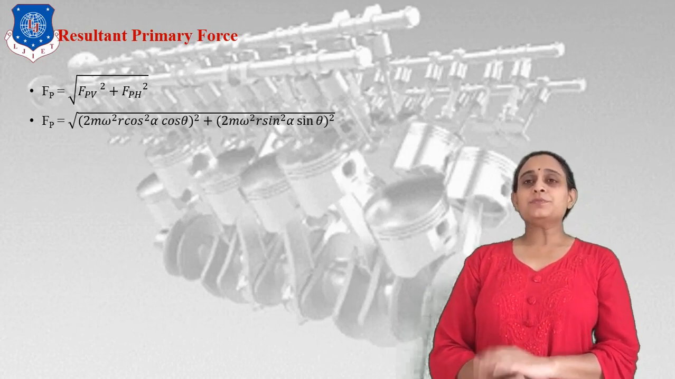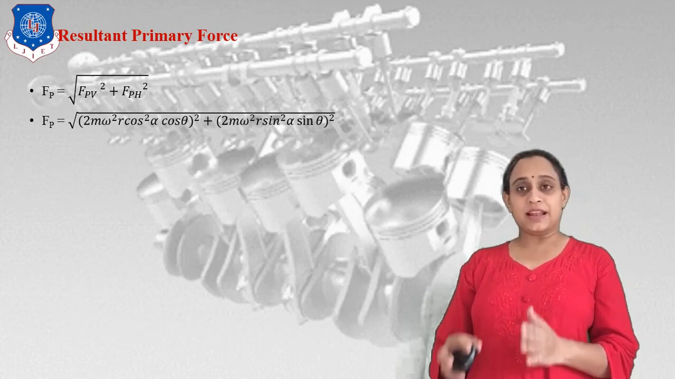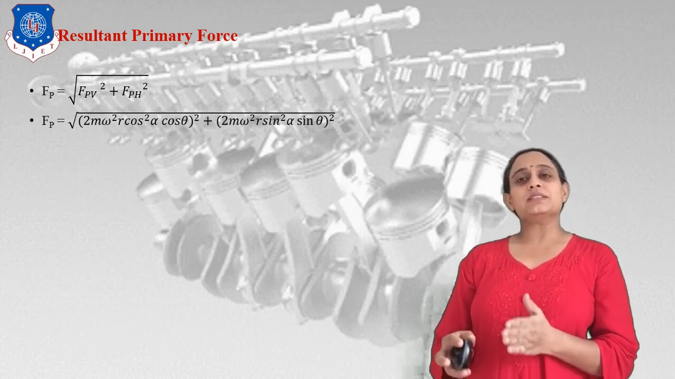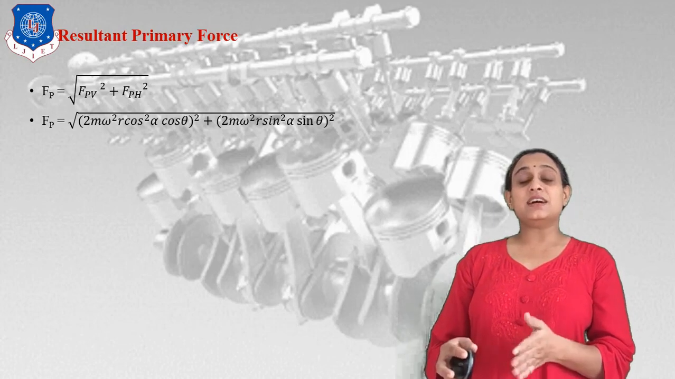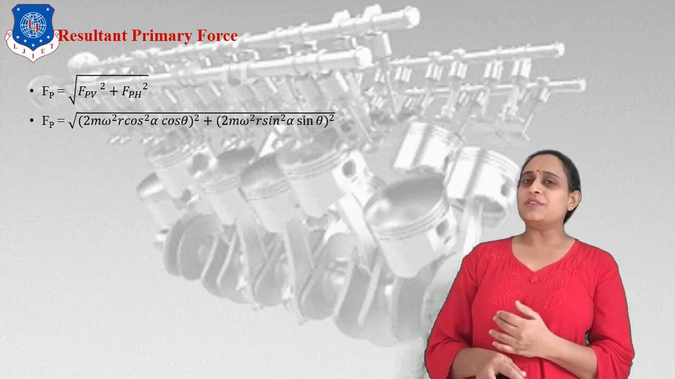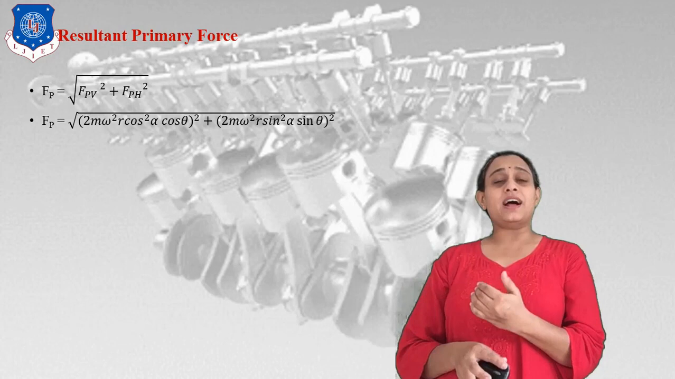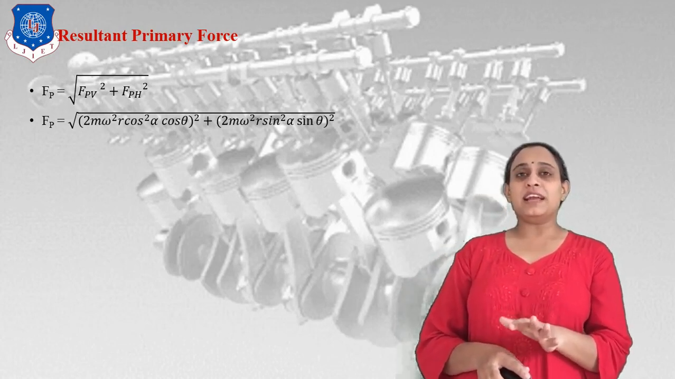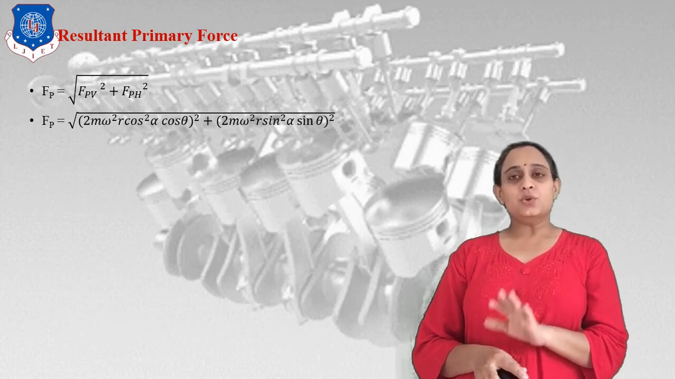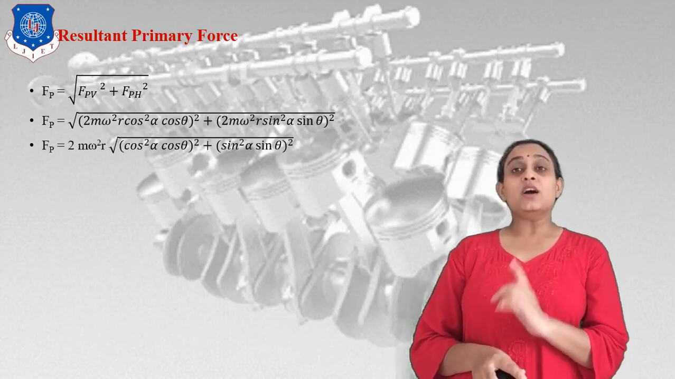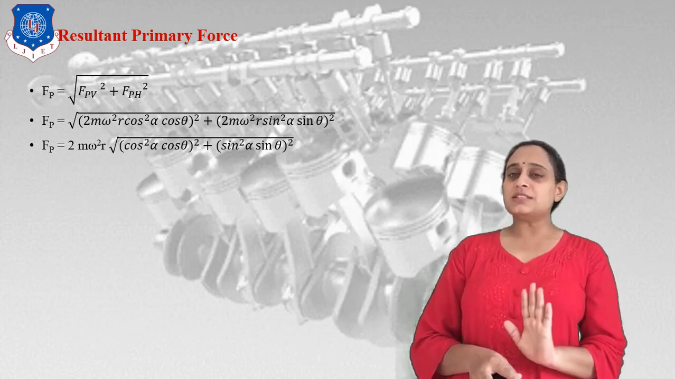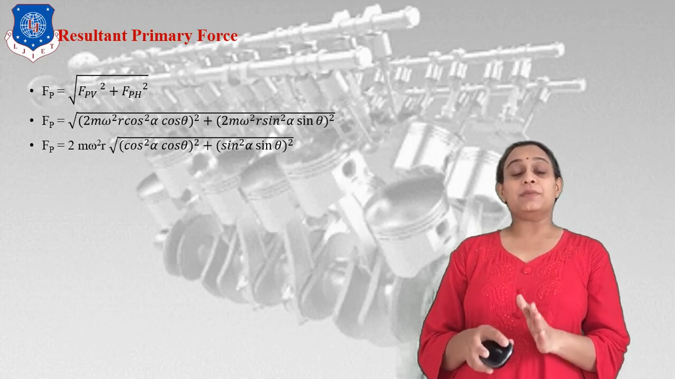Now by putting the value, we will get Fp is equal to under root of (2m omega square r cos square alpha cos theta) whole square plus (2m omega square r sin square alpha sin theta) whole square. Now what are the common values? It is 2m omega square r square. So if we common out the value, what we will get? 2m omega square r root of (cos square alpha cos theta) whole square plus (sin square alpha sin theta) whole square. So this is our resultant primary force.